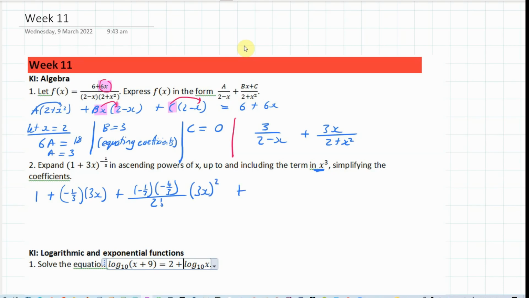And then the final term that we need is the x cubed term. So that's going to be minus 1/3 times minus 4/3 times minus 7/3 all over 3 factorial, and then times 3x all cubed.